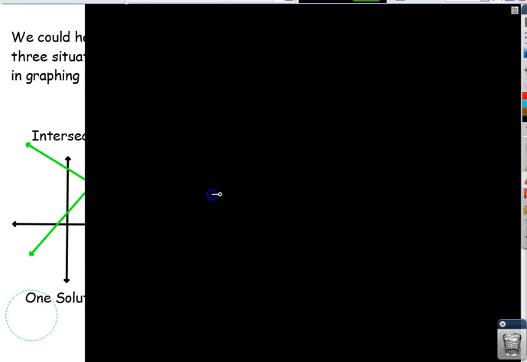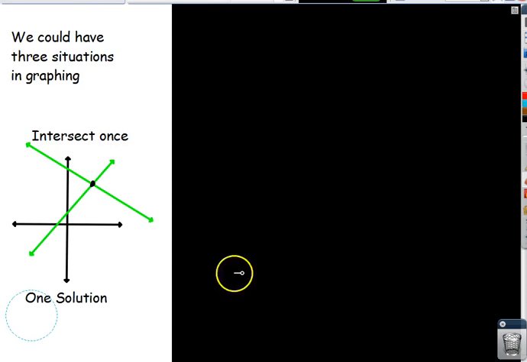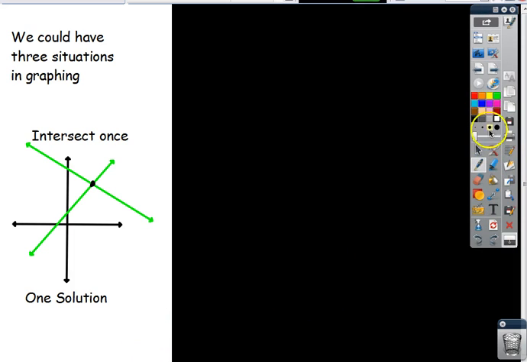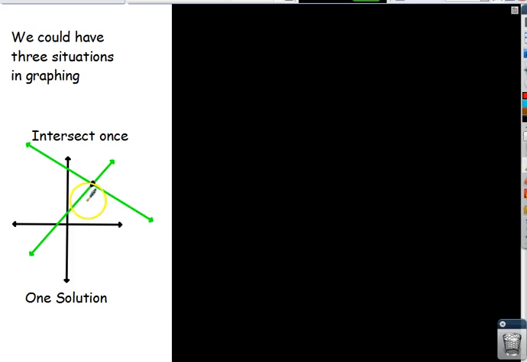So, in graphing systems of equations, we could have three situations. Situation 1 is where we have two lines that intersect once. So I have two lines and they happen to cross at some point. This point right here will be the solution. What that means is that is the point on my graph which will satisfy both lines, that will make both of them happy, that will work in both equations and give me a true statement. So that will be one solution.